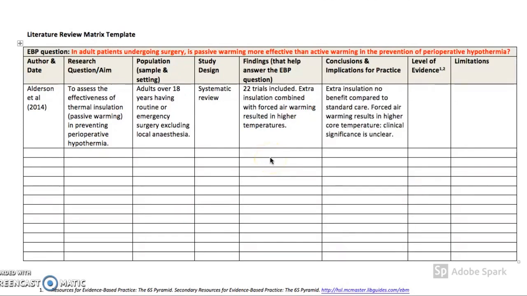In the level of evidence column, we need to indicate what level of evidence this paper represents. Here we ask you to think back to the NHMRC levels of evidence, remembering this is appropriate for quantitative evidence only. You can also look at the 6S pyramid. Remember that we aim to seek the highest level of evidence. Completing this column can help you to assess overall the level of evidence that exists to answer your question.